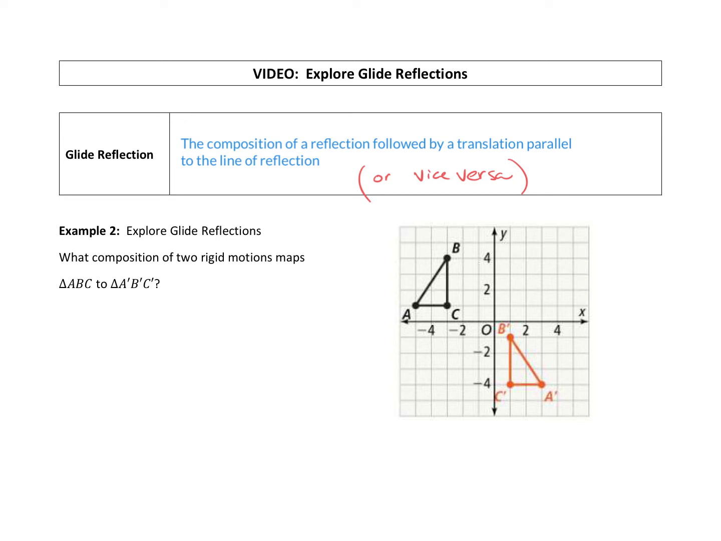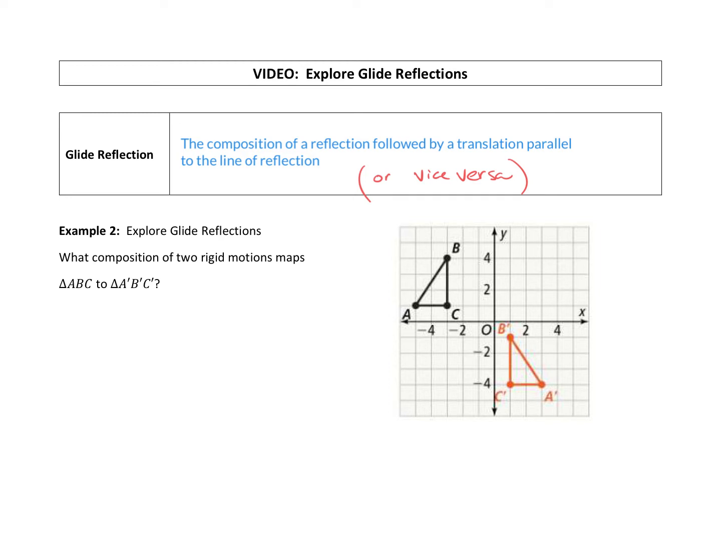So in example 2, what composition of two rigid motions maps triangle ABC to triangle A prime, B prime, C prime? So remember, this is our pre-image, and here is our resulting image, and it went through two rigid motions to do this. Sometimes when you have to figure out these transformations yourself, working backwards can help out. Especially if there's more than one transformation involved, if this is where I ended, how can I get back to this spot?